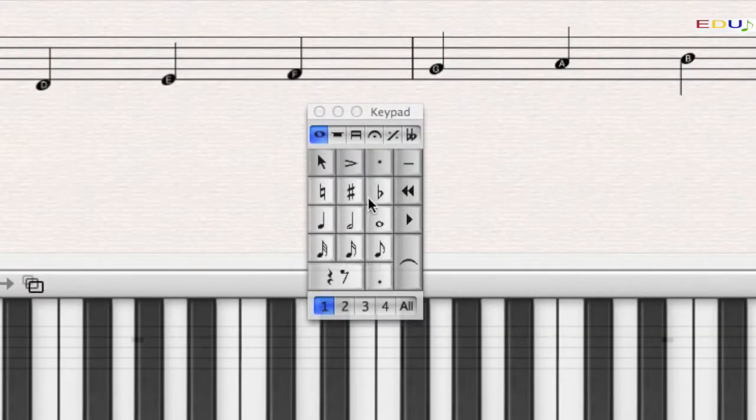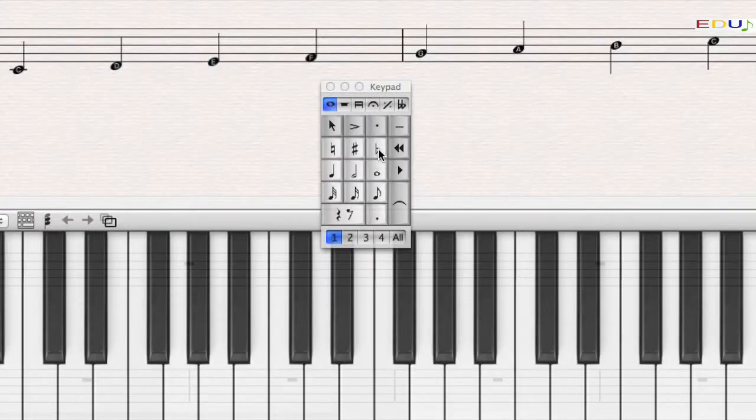And here's the second sign. It's a flat. And whenever you put the flat in front of a key, it means you put the note down a semitone. So a sharp raises the tone, a flat flattens the note by a semitone.